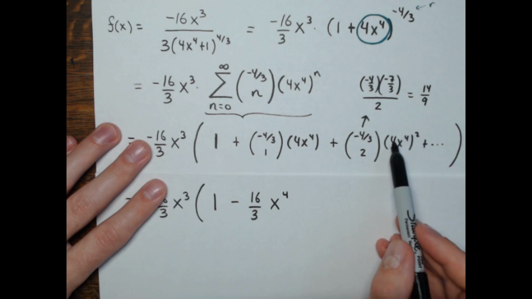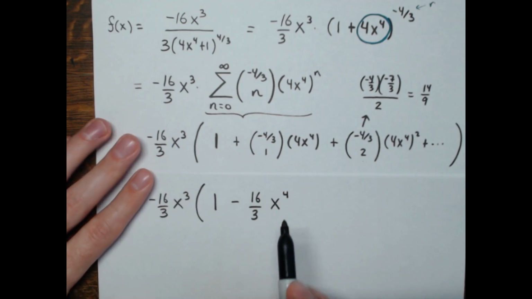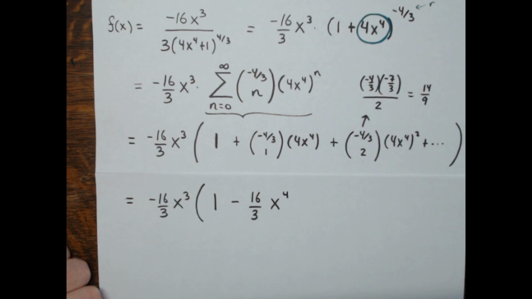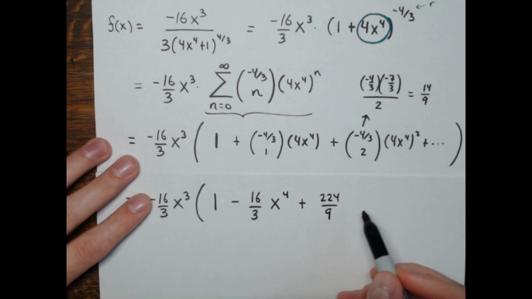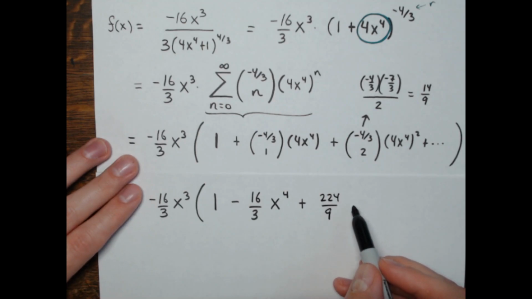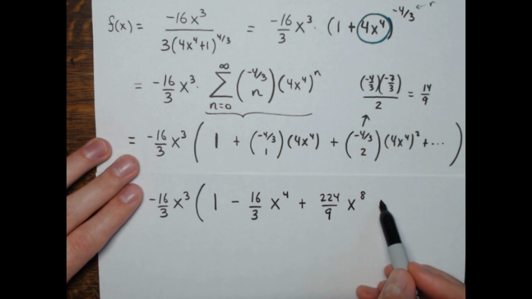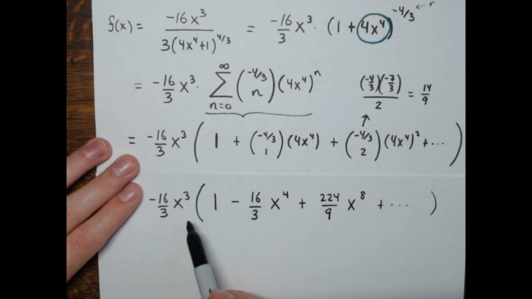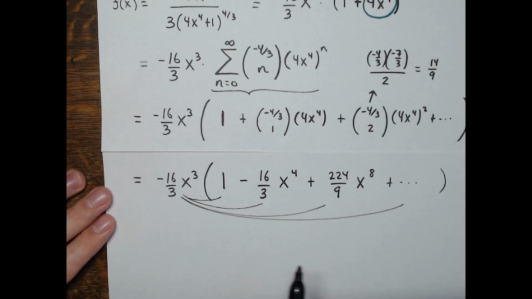And then this gets multiplied by 4 squared, right? 14/9 times 16. 14 times 16 is 224. So plus 224/9 x to the 8, right? Because it's 4x to the 4th squared here, and so on. And then we distribute this negative 16/3 x cubed.